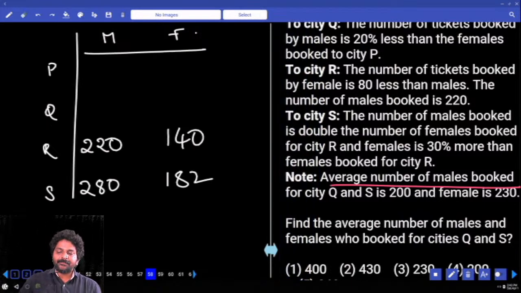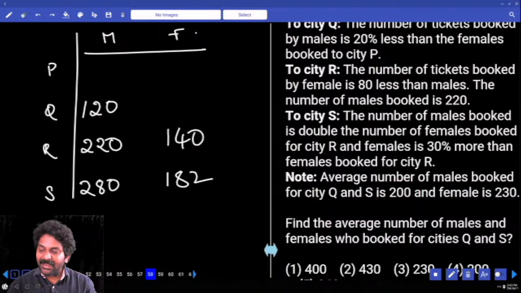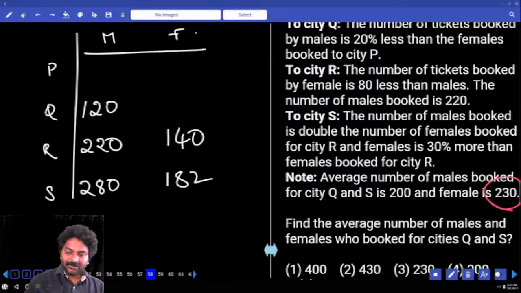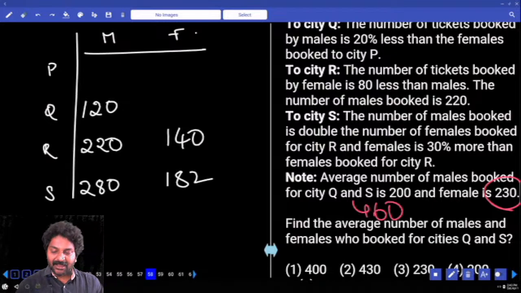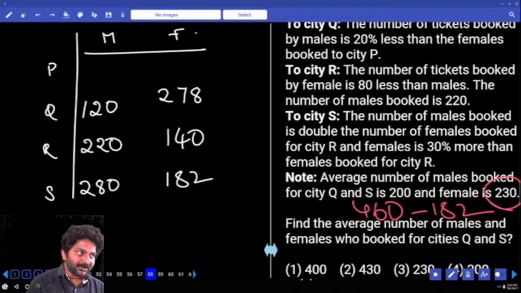Now look at here. Note. Average number of male booked for city Q and S is 200 and female is. So if average is 200 for 2 cities, sum is for Q and S only. In S you already have 280. Then remaining 120 should be in Q. Whereas female average is 230, sum is 460. Out of 460 already 182 is here. Correct. Then remaining is 278. Is that okay? Right.